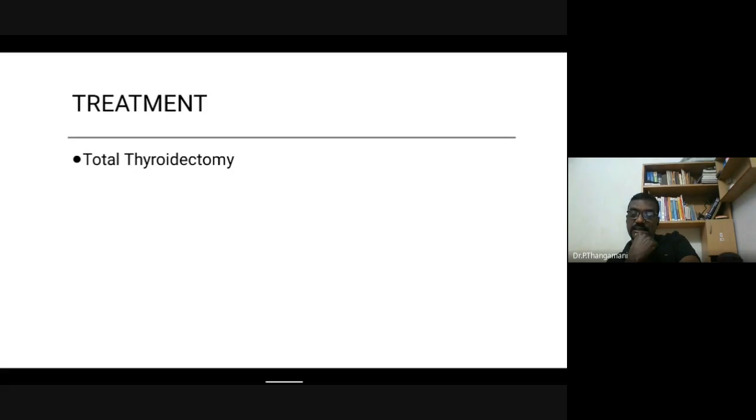Replacement of thyroxine. Okay, you should tell. After total thyroidectomy, post-operatively, I will start the patient on replacement dose of L-thyroxine. You should tell. There are two types of L-thyroxine administration. One is replacement dose. The other one is suppressive dose.